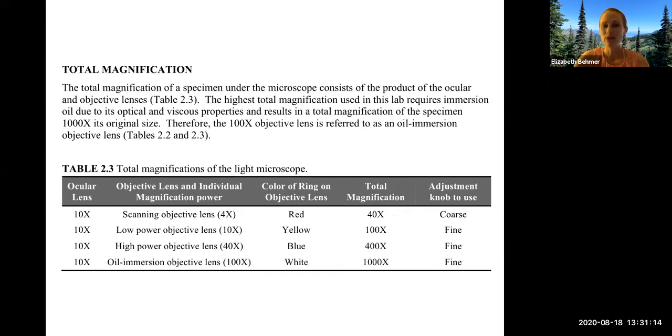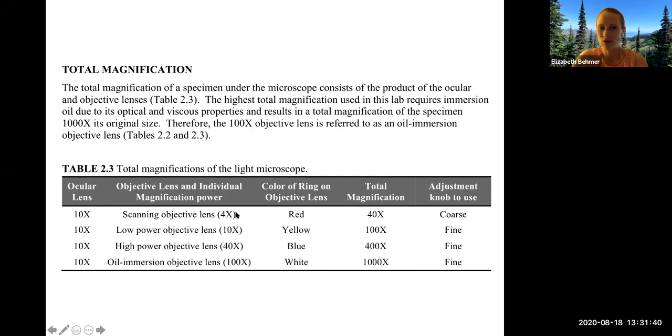Total magnification, we talked about, is always taking the ocular lens and multiplying it by what objective power you're looking at. And then what adjustment knob you would use, whether it's the coarse one, which is the larger one, or the fine one, which is the smaller one. That just raises the stage up more slowly to help you focus in on what you're seeing. So you should understand how to calculate total magnification.